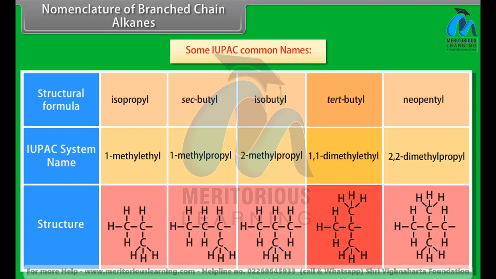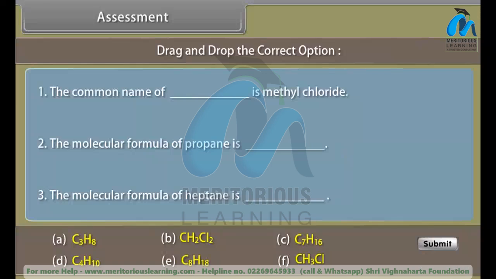1,1-dimethyl ethyl, and its structure is this. Common name neopentyl, its IUPAC name is 2,2-dimethyl propyl, and its structure is this. Assessment.